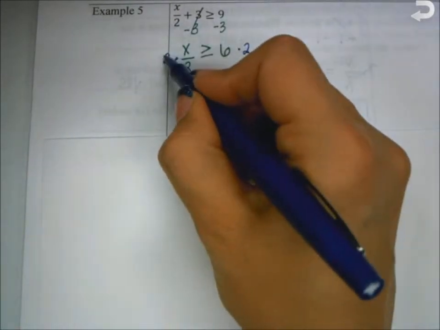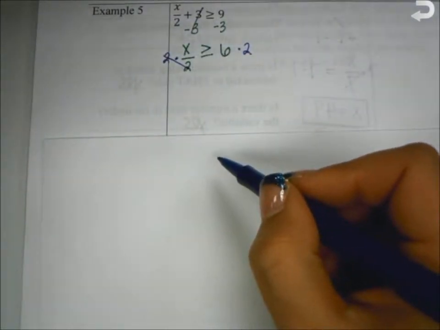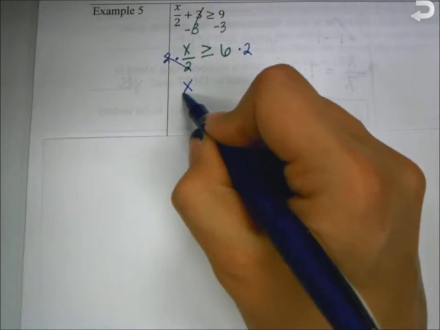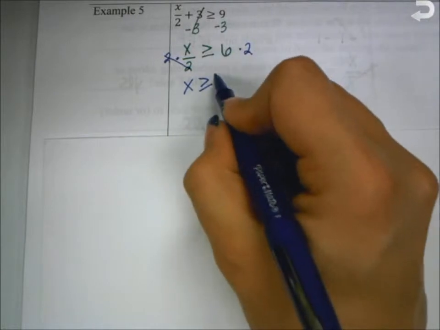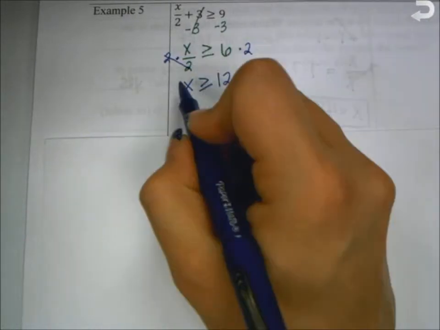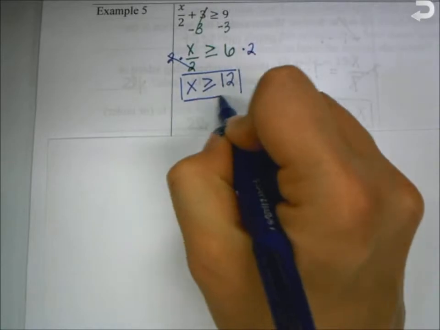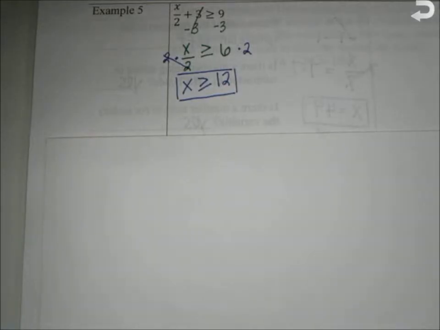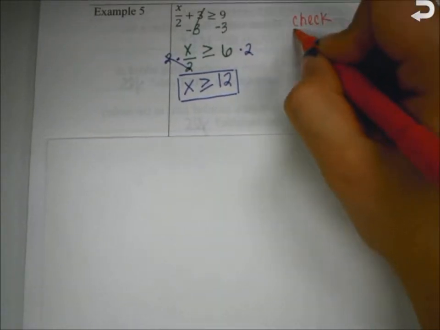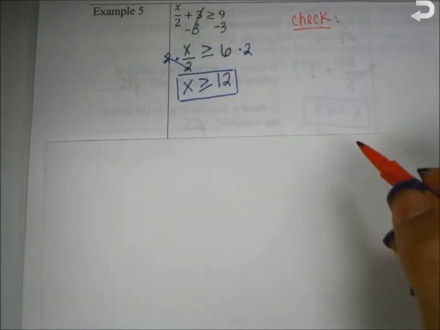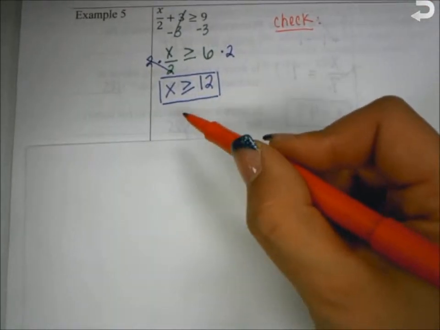X greater than or equal to 6 times 2? 12. Good. Okay, so this is Noah's favorite step. We're going to check it. What number do I plug in to check? I can plug in 12, right? How come I can plug in 12, Julian? Exactly, because we're greater than or equal to, so we can plug in 12.